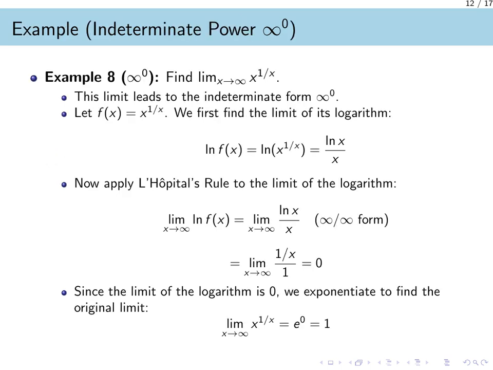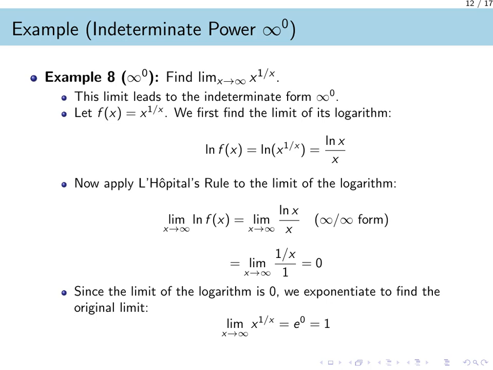Let us work through another indeterminate power, this time the form infinity to the power of 0, which we can solve using the same logarithm method as before. We want to find the limit of the function x to the power of 1 over x as x approaches infinity. This is an indeterminate form because a huge number raised to a power approaching 0 is not obvious.